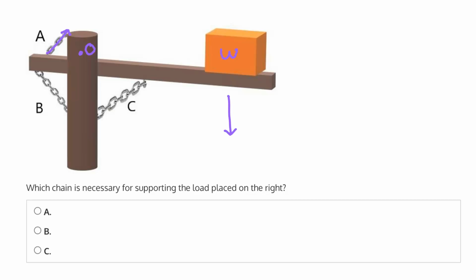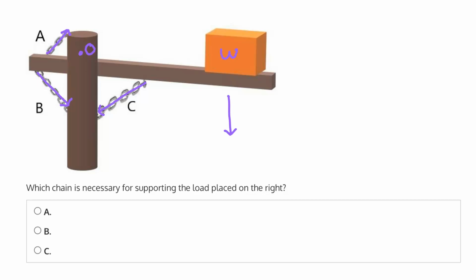Then we have chain C. Chain C, like chain A, will be restricting counterclockwise movement. But again, we need the chain to restrict clockwise movement. So that leaves us with B. B will indeed restrict clockwise movement, which will indeed be necessary for supporting the load.